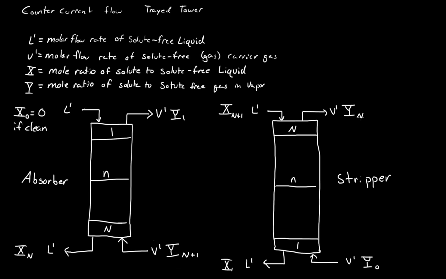So these are just some of the nomenclature for the countercurrent flow for an absorber or a stripper. Notice they are different. You can't use the same units, that will mess up your math. But this is just some of the very basics, and we'll start graphing them in the next video.